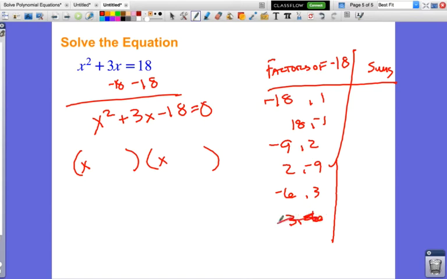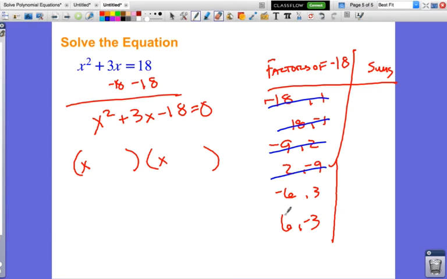Whoops, I did the same thing there. Let's erase that. Positive 6 times negative 3. So here's all my possible factor combinations, and I'm looking for a sum that's going to equal 3. Instead of writing down all these sums, I know that 18 minus 1 is not 3. Negative 9 and 2 have a difference of 7, so it's not going to work.